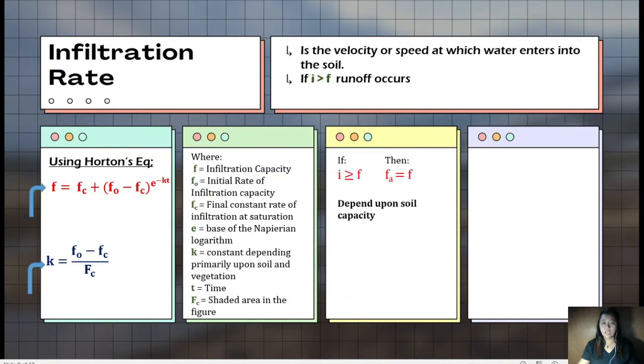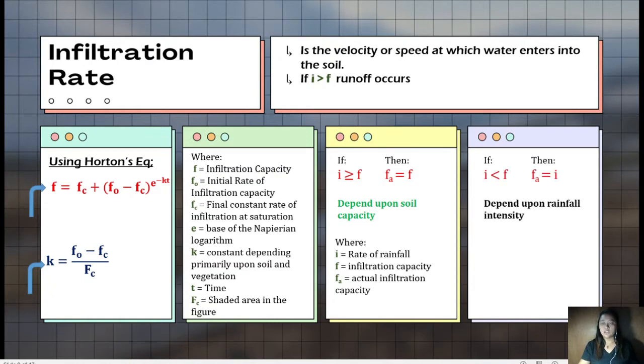And if I is greater than or equal to F, then Fa is equal to F. So in this situation, it depends upon soil capacity, where I is the rate of rainfall, F is the infiltration capacity, and Fa is the actual infiltration capacity. And for this situation, where I is less than F, then Fa is equal to I, which is this equation. It depends upon rainfall intensity.